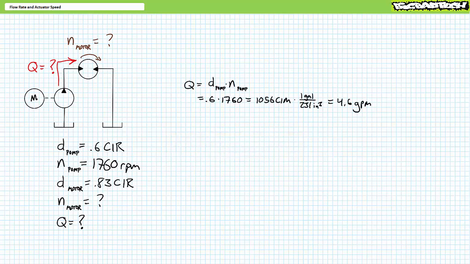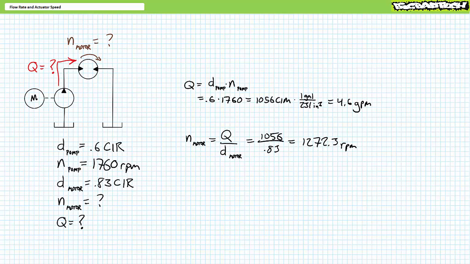Flow rate is the displacement of the pump times the rotational speed of the pump, which yields 1,056 cubic inches per minute, which is equivalent to 4.6 gallons per minute. Lastly, the rotational speed of the motor is flow rate in cubic inches per minute divided by the displacement of the motor. This yields 1,272.3 RPM.